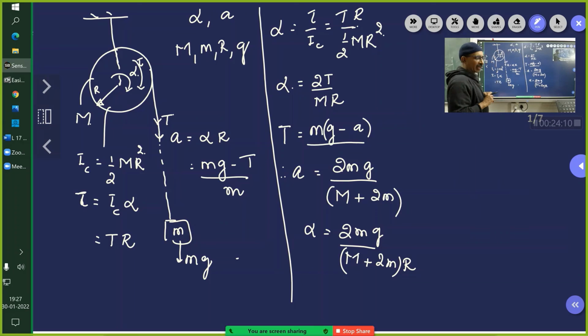Now, did you all get this answer? Did you cross check whether this answer is correct? How did you cross check? Sir, I'll put capital M as 0. Good. My solution gives a as g. Understood? This is how you should solve the problem.